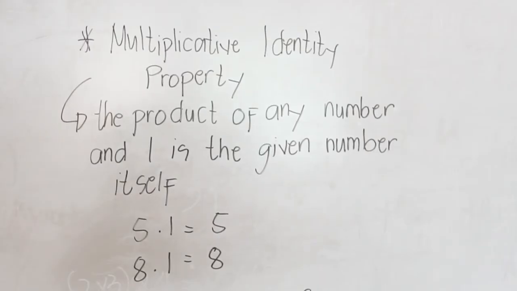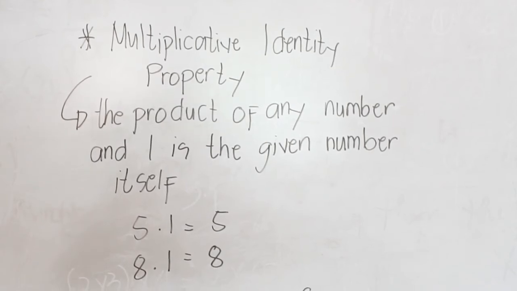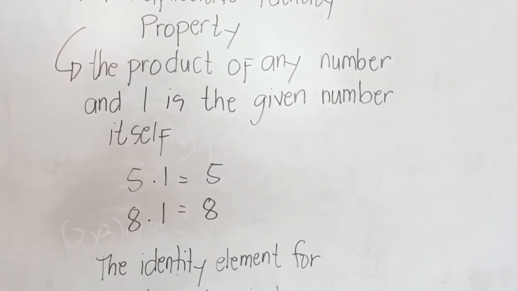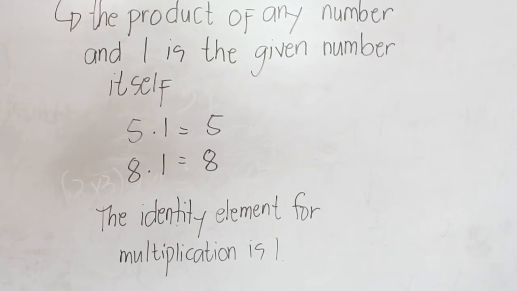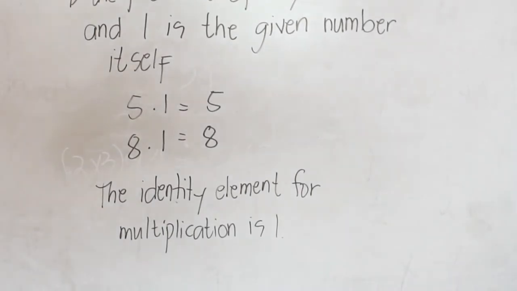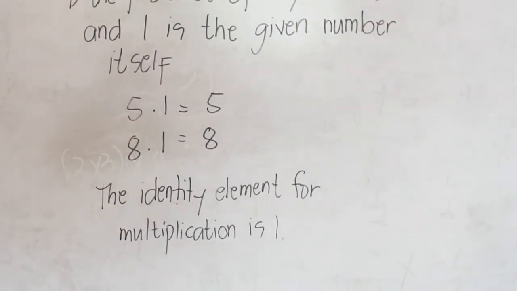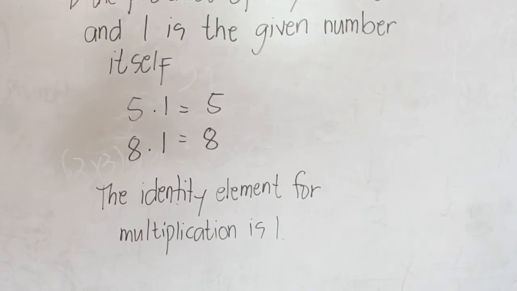Okay, next is multiplicative identity property. The product of any number and 1 is the given number itself. So example, 5 times 1 equals 5 and 8 times 1 equals 8. So kahit anong number na i-multiply mo sa 1, so yung answer niya is the given number itself. So the identity element for multiplication is 1.